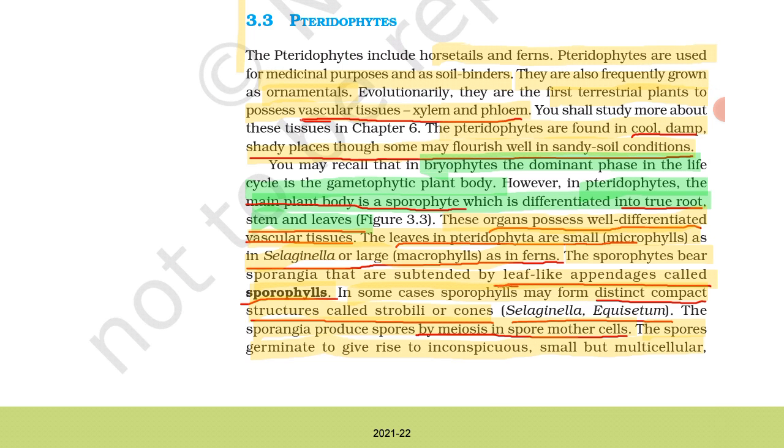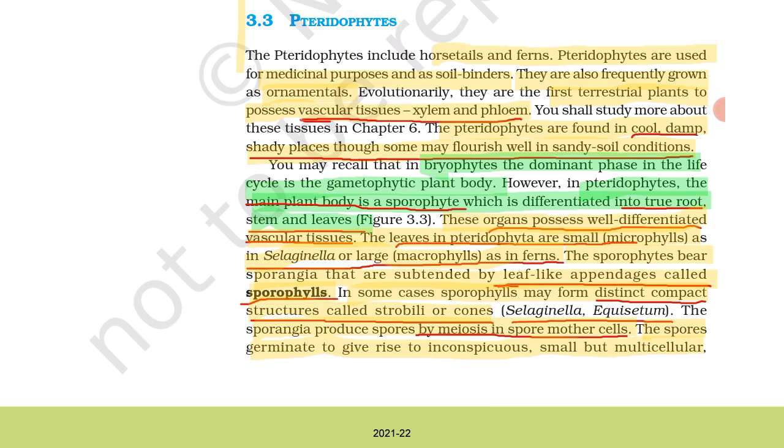A question was asked on this earlier. The previous year question is, which is the first terrestrial plant to possess vascular tissue? The answer is pteridophytes, and the vascular tissue is xylem and phloem. You shall study about the tissues in chapter 6. The pteridophytes are found in cool, damp, shady places, though some may flourish well in sandy soil conditions.